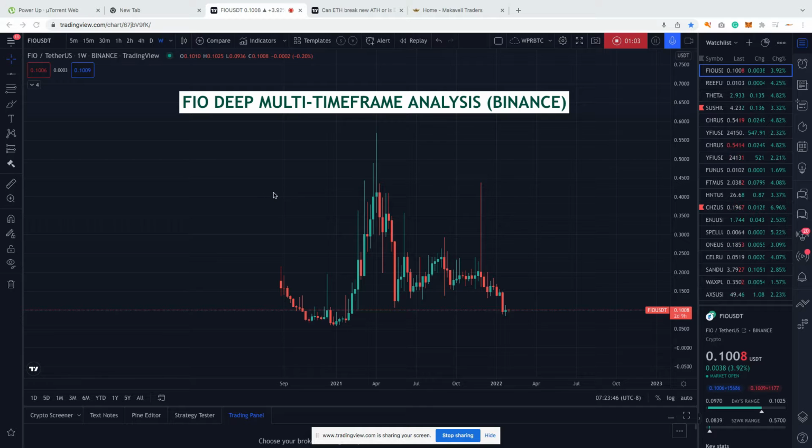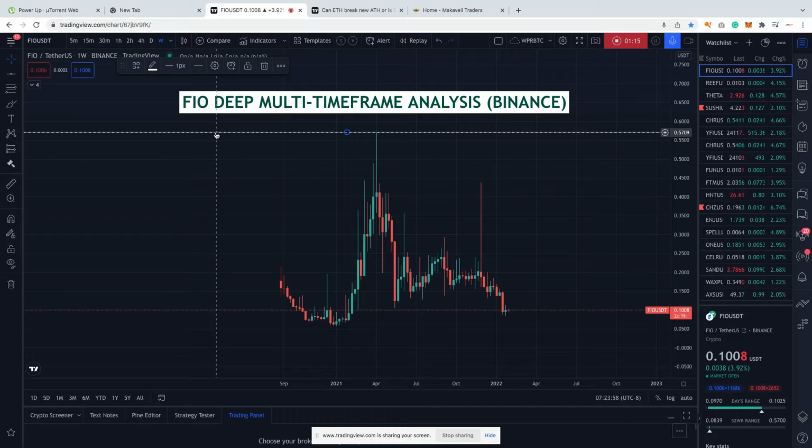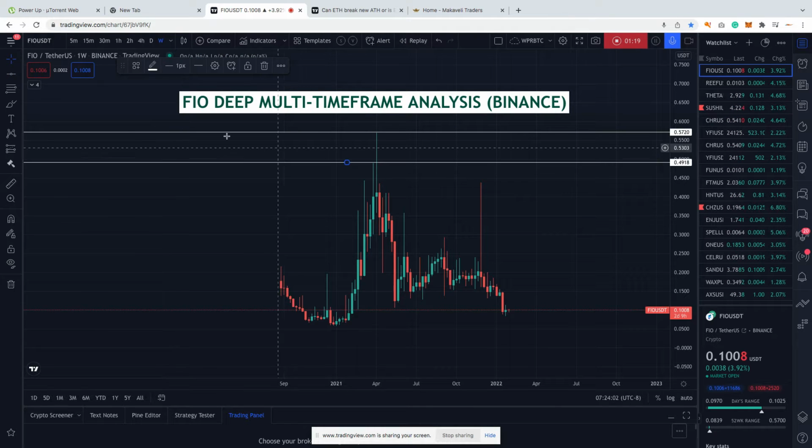So let's jump into the analysis. But before we start, let's draw the chart. In drawing the chart, I'll be using two tools. I'll be using the horizontal trend line and the slanting trend line for the trend lines, and the rectangular tool for the box strategy.